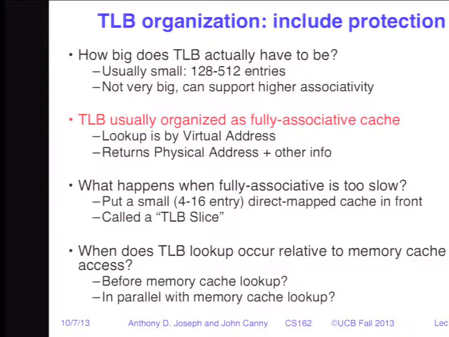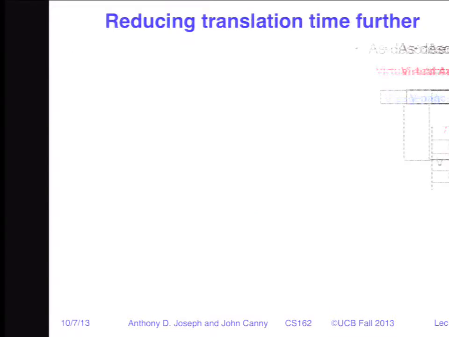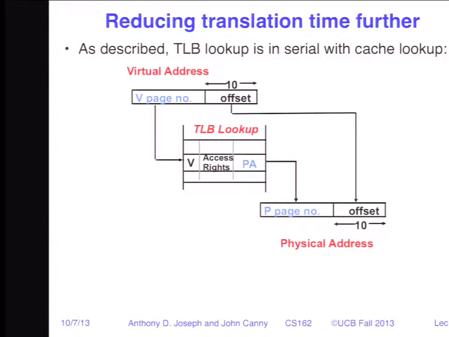Now, when should a TLB lookup occur relative to a memory cache access? It could occur before we look in the cache, which is what we've thought about so far, or we can actually do it in parallel. Right, so now, put on your seatbelts. The way I've talked about it up until now is to say we do our translation from virtual address to physical address. Then we take our physical address and take our byte select and our index and our tag bits and use that to look up in the cache. All right? So that gives us this picture.